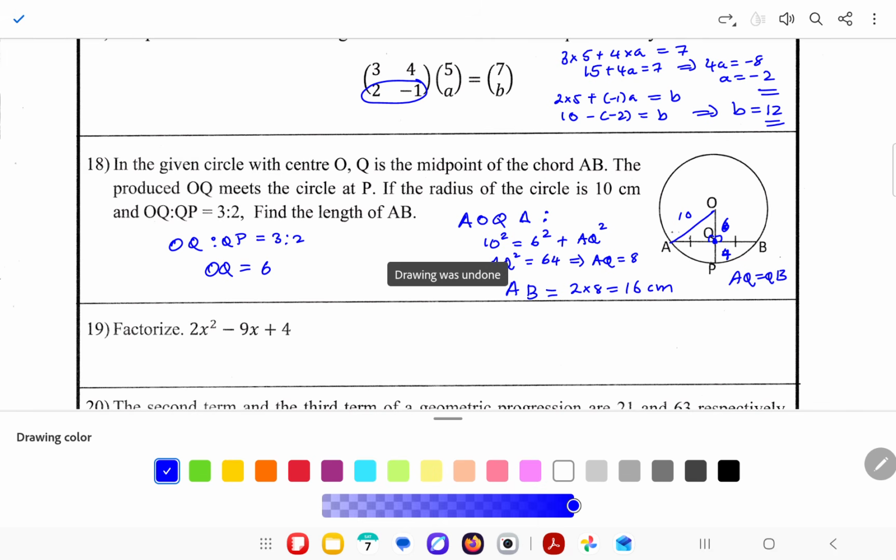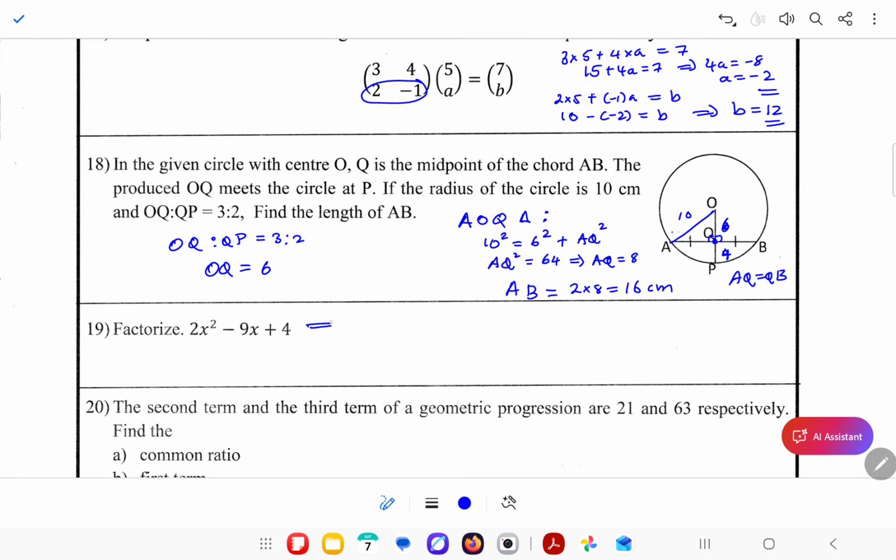So next, factorize. A is 2, B is -9, C is 4. So let's find AC, which is 8. We have to break this so that B is equal to -9. When you add the two factors, you should get -9. So the only way that can happen is what? -8.